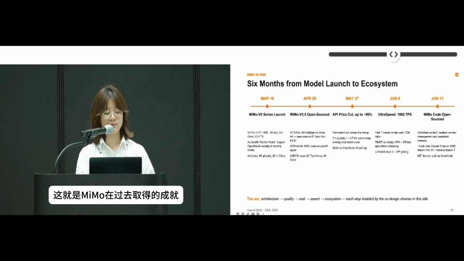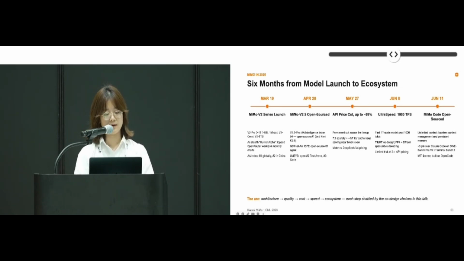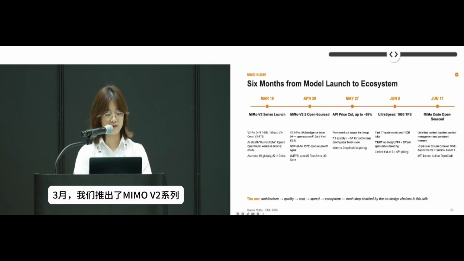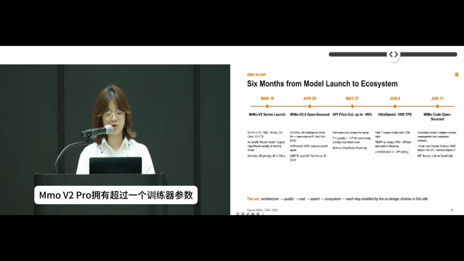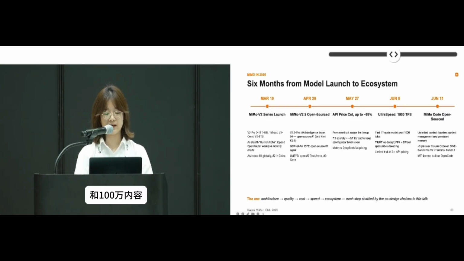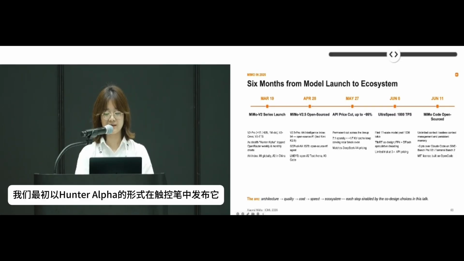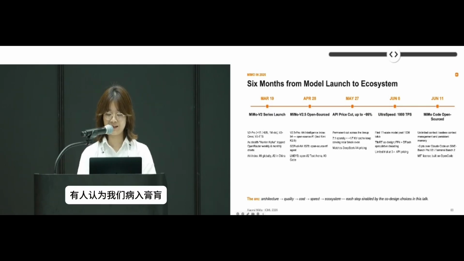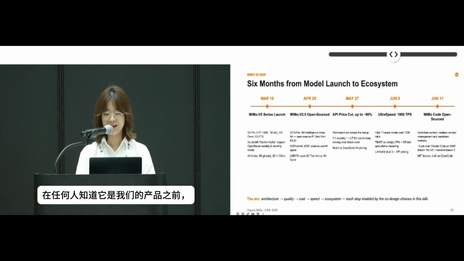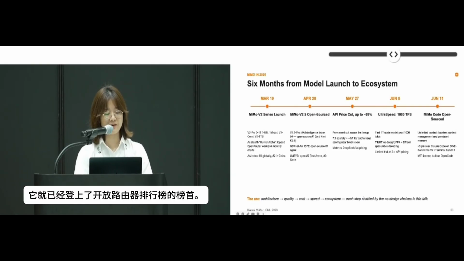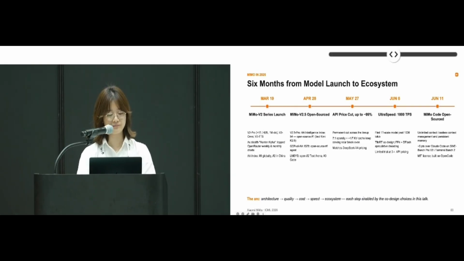So here is what MiMo achieved over the last 6 months under this belief. In March, we launched the MiMo-V2 series. Among them, MiMo-V2 Pro has over 1 trillion parameters and 1 million context. We first released it stealthily as Hunter Alpha. Someone thought it was DeepSeek V4. And it topped the OpenRouter charts before anyone knew it was ours.